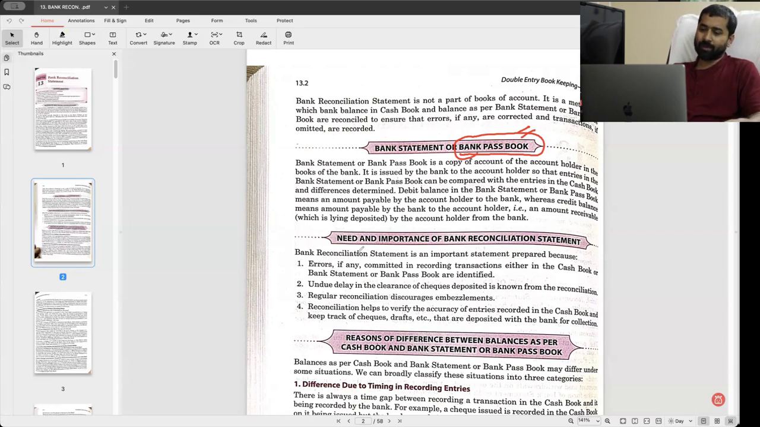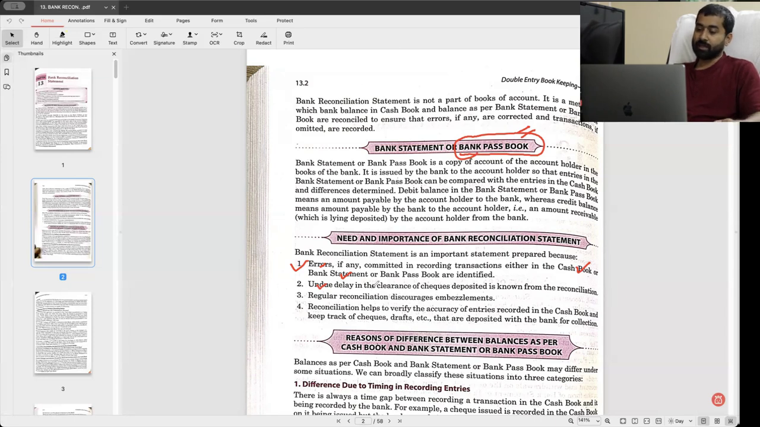The bank reconciliation statement is an important statement prepared because of, point number one, errors. If any error is committed in recording a transaction, either in the cash book or the bank statement or passbook, definitely you can find it out by checking both. Next, undue delay in the clearance of a check deposited is known from the reconciliation.